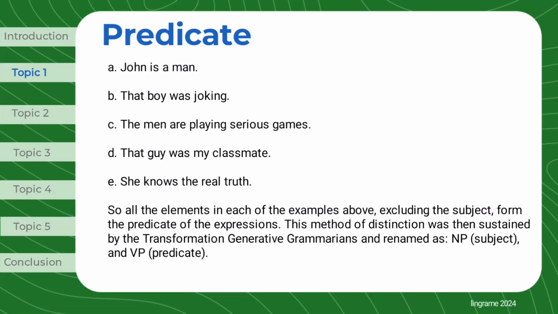For example, John is a man. That boy was joking. The men are playing serious games. That guy was my classmate. She knows the real truth. So all the elements in each of the examples above, excluding the subject, form the predicate of the expressions. This method of distinction was then sustained by the Transformation Generative Grammarians and renamed as NP, subject, and VP, predicate.